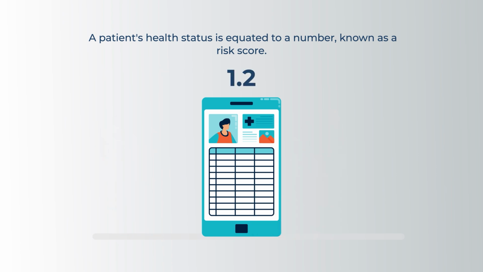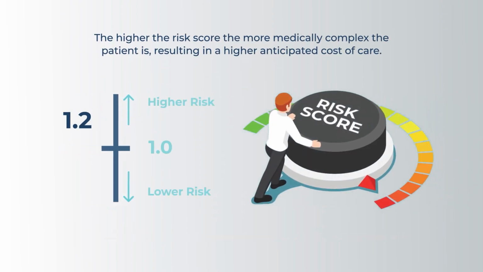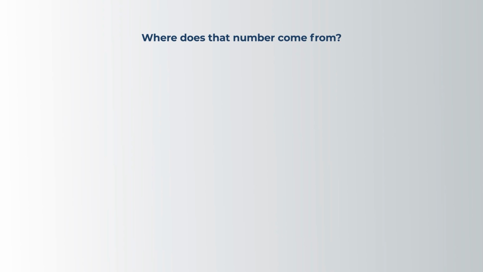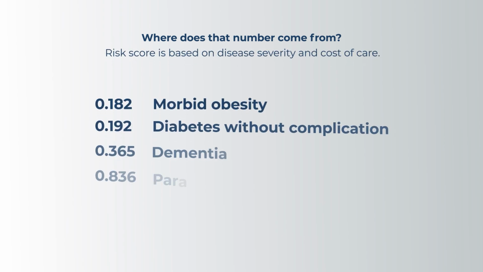risk score. The higher the risk score, the more medically complex the patient is, resulting in a higher anticipated cost of care. The risk score allows Medicare to focus on the efficient distribution of funds to high-risk patients. The real question is, where does that number come from?